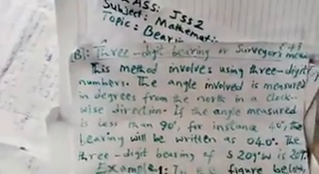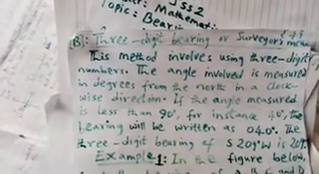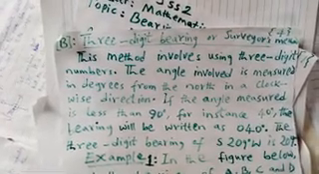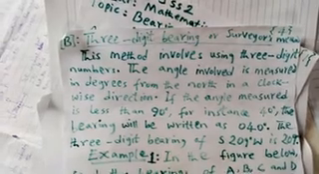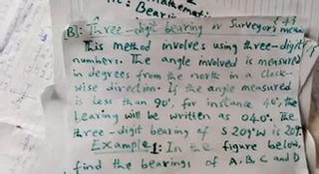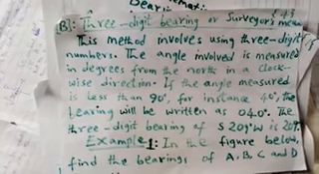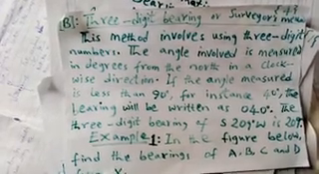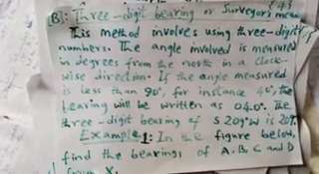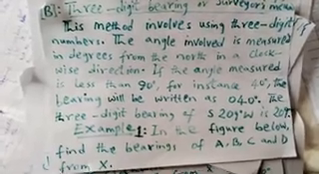3-digit bearing or surveyor's method. It involves using 3-digit numbers. The angle involved is measured in degrees from the north in a clockwise direction. If the angle measured is less than 90 degrees, for instance 40 degrees, the bearing will be written as 040 degrees. The 3-digit bearing of 209 degrees west of south in the 3-digit method is 209 degrees.